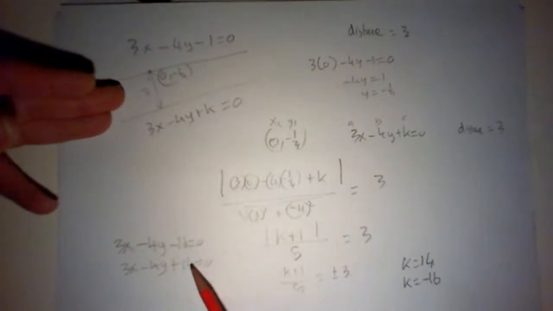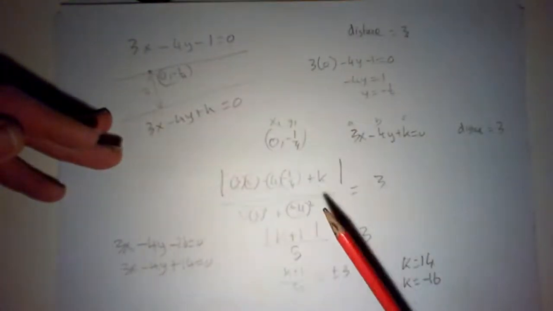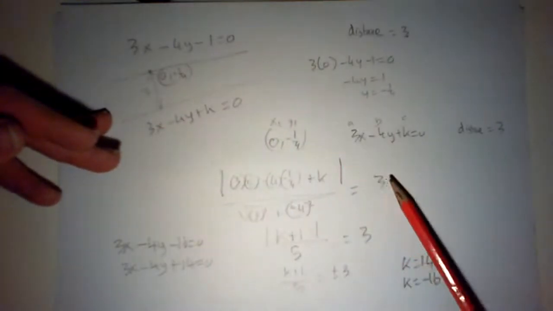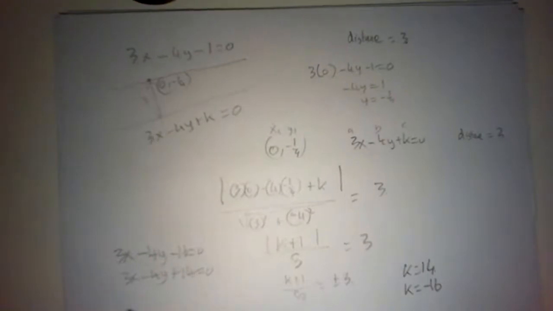Now, why are only these 2 particular ones? Because these are the only 2 particular ones which, when you use them with a point on this line, will generate a distance of 3. Any other possible parallel line will not generate a distance of 3. Okay? All right. Leave it at that, and let's see how we get on. Okay, bye.